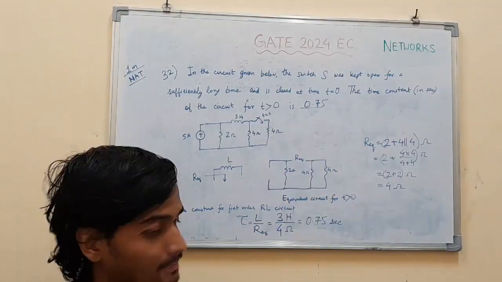Applying circuit analysis here. I1 is flowing through this 2 ohm resistor. I2 is flowing here. So the current flowing through the 4 ohm resistor will be I1 plus I2. Let's apply KVL in this left loop.